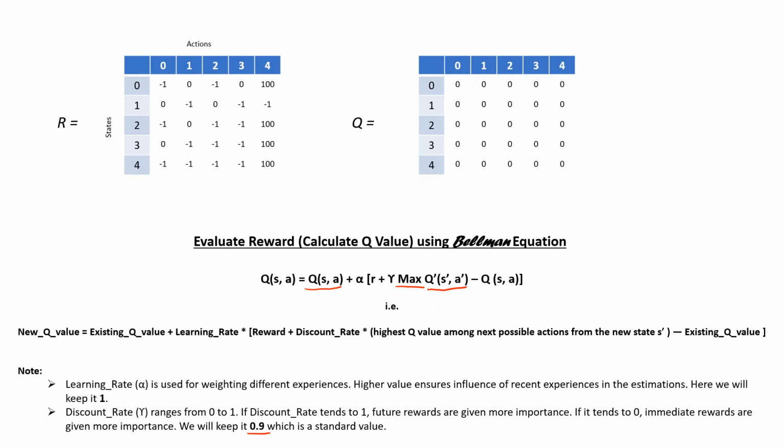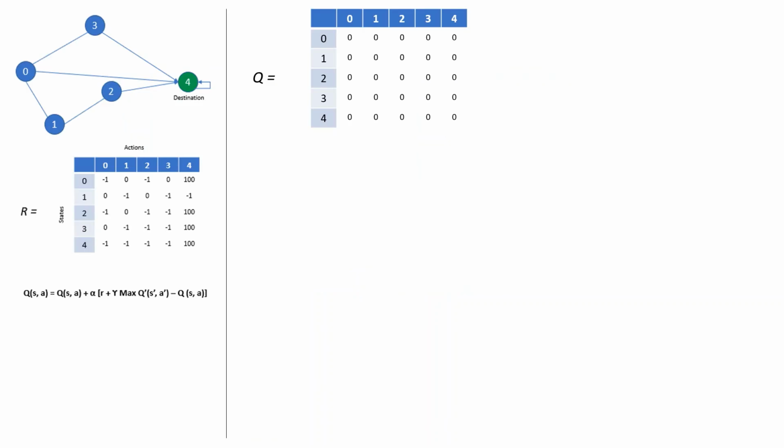Similarly, you see another parameter, that is alpha, which is also known as learning rate. It is used for weighing different experiences. Higher value ensures influence of recent experiences in the estimations. Here we will keep it 1. I won't talk much about these two parameters in this video. So let's try to calculate Q values.